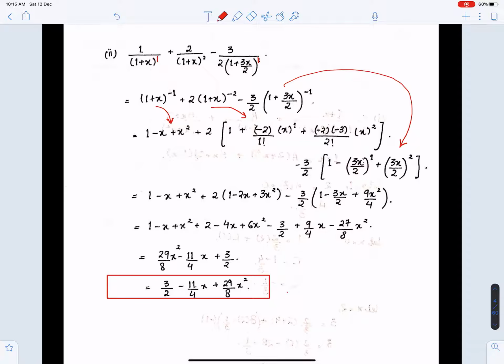If you use the rules for this expansion and for this expansion, then you will save your time in the exam. If you use the factorial form for this and for this, that will waste your time. So make sure you understand the rules from my lectures on YouTube on this chapter, Binomial Theorem.